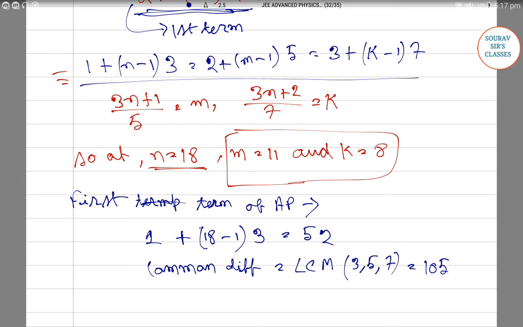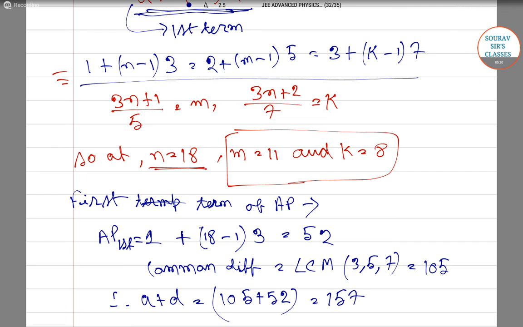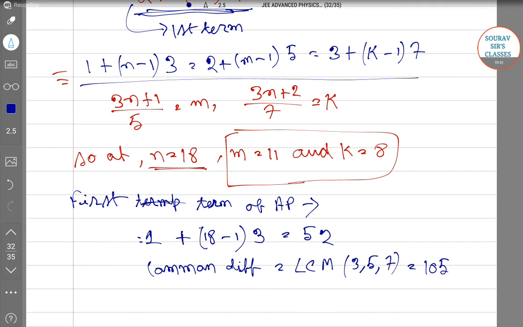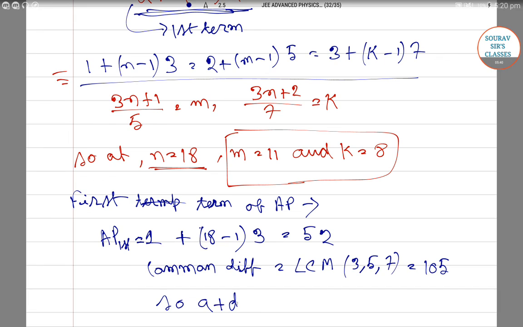So here, A plus D equals 52 plus 105, which is 157. So this is the answer for this question.